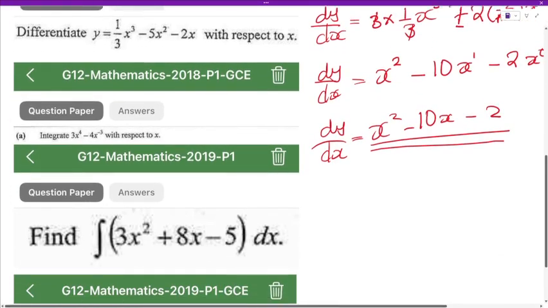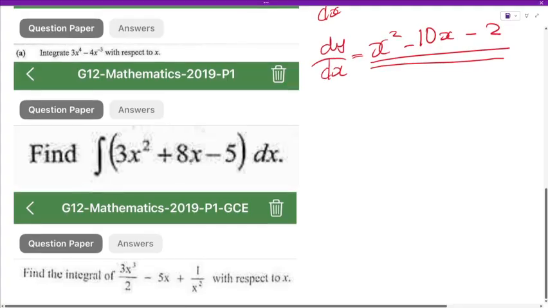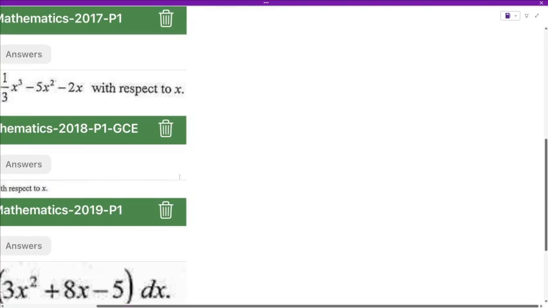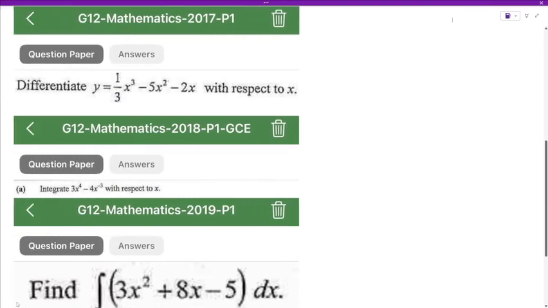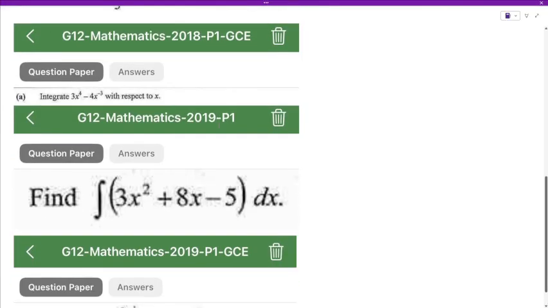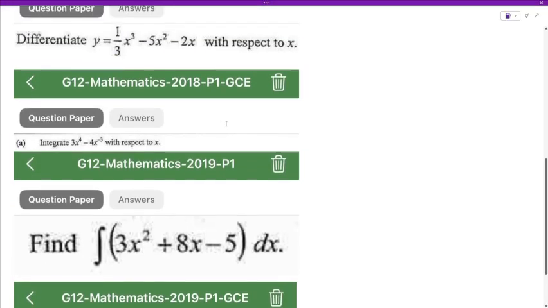So we are done with differentiation. Now we look at integration. So integration is basically the opposite of differentiation. The time we are differentiating, we are multiplying the coefficient of x with the power of x. In this case, we are going to be dividing the powers of x with the coefficient of x.